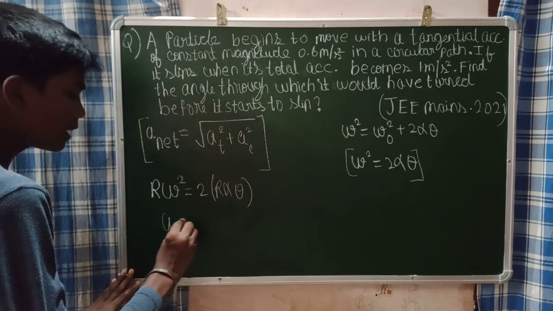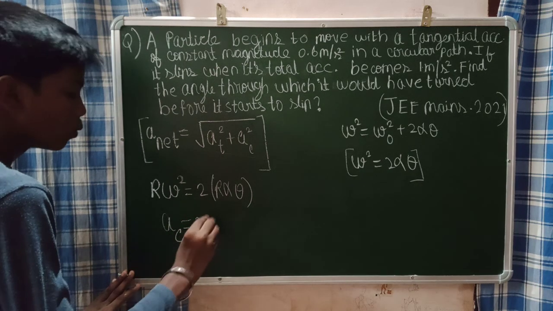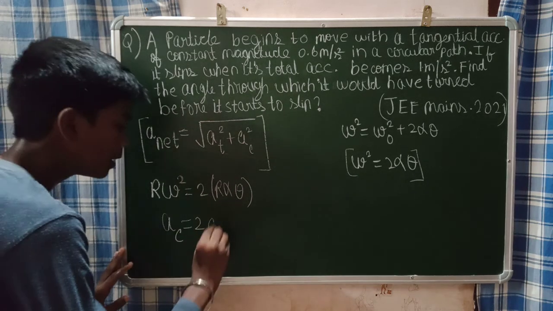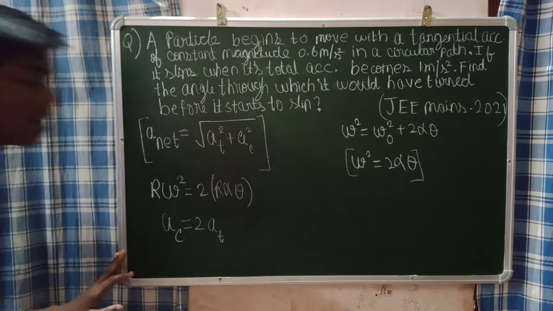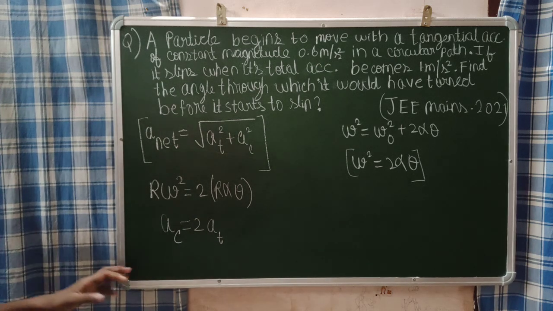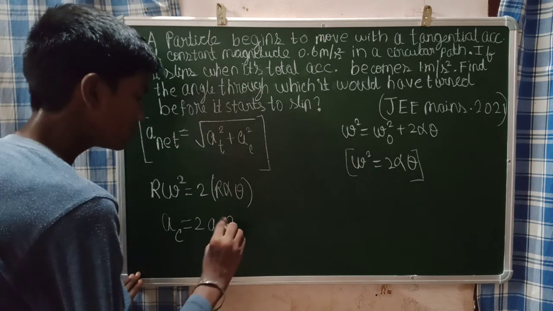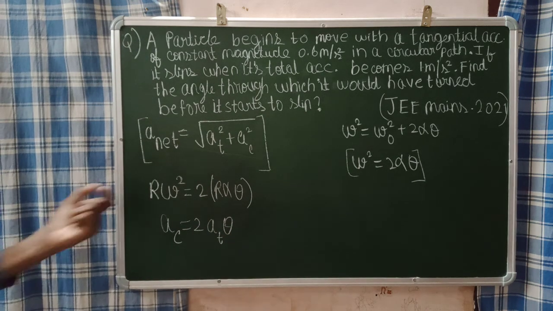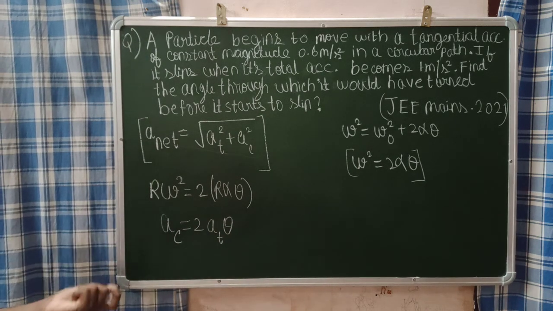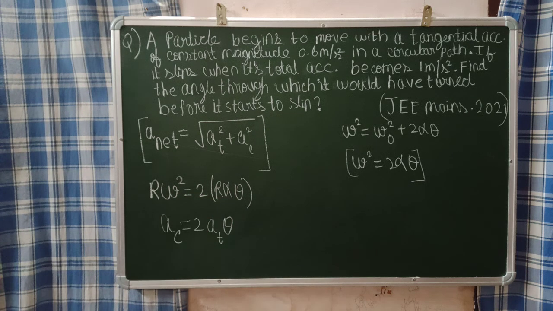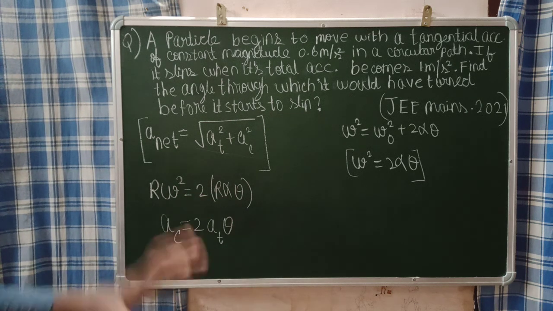So this will be equal to 2 into r alpha. What is r alpha, guys? Your r alpha is nothing but a_t, tangential acceleration, into theta. And this theta is something that we are supposed to find. You know omega square into r is the centripetal acceleration, but you may have a doubt how r alpha will be tangential acceleration. So I will derive that.